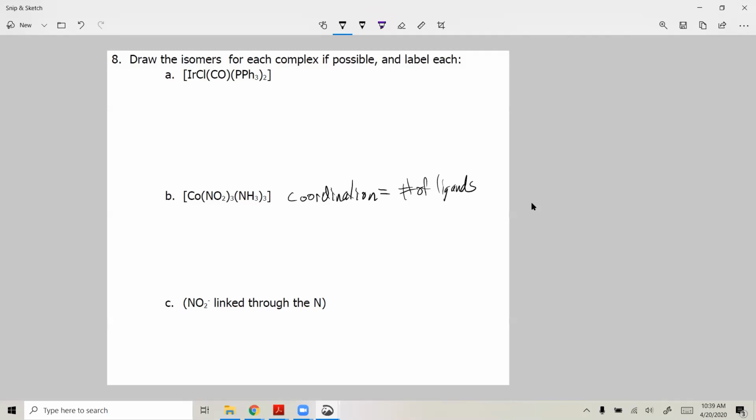What do you guys think for our nitro ligand? How many bonds? It has 3, right? For our nitro? Wasn't there a total of 6?